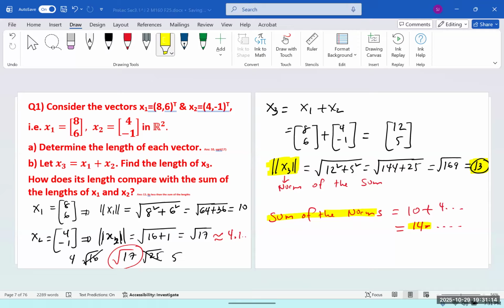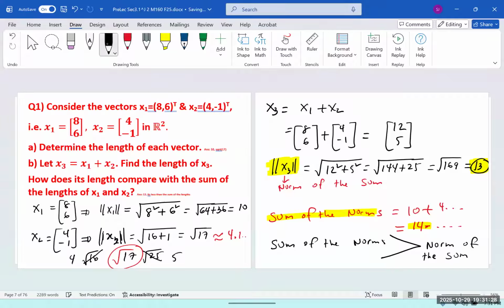So what do you observe? The sum of the norms is greater than the norm of the sum. In the exam, I think I'm going to give this question just for fun. It's easy, right? You're going to find the norms and then compare them. Any question?